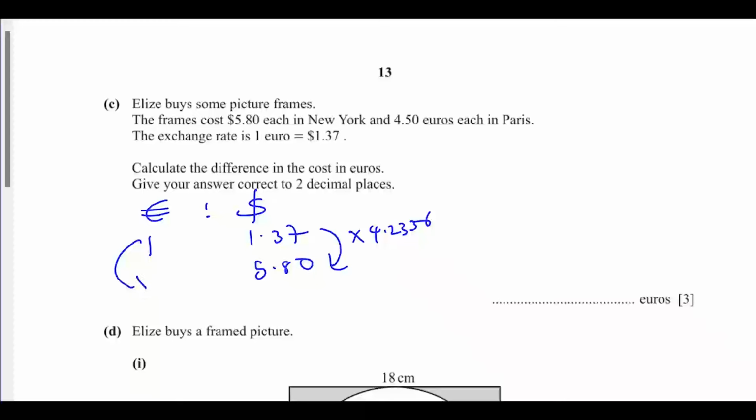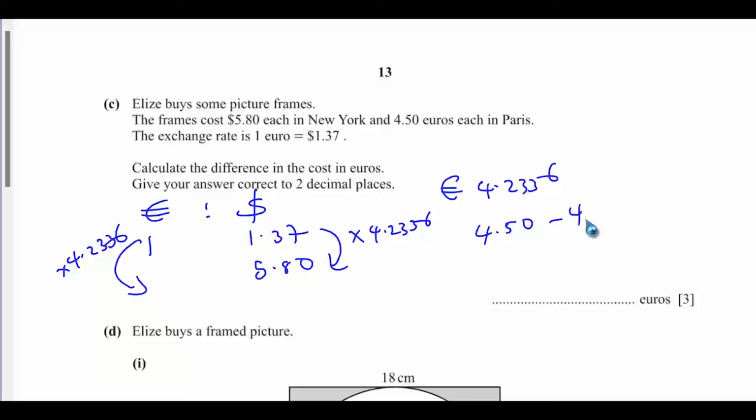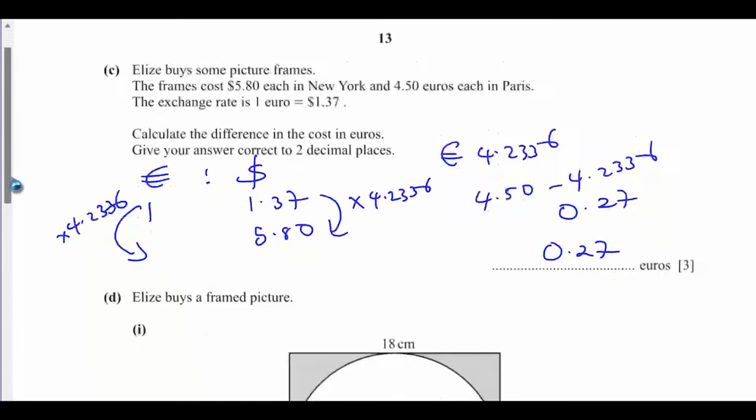So we need to do the same thing here. That will give us 4.2336. Let's subtract 4.2336 from 4.5 euros. So that will be 4.50 minus 4.2336. So that will give us 0.27. So that will be the difference to two decimal places, 0.27. Let's go to part D.